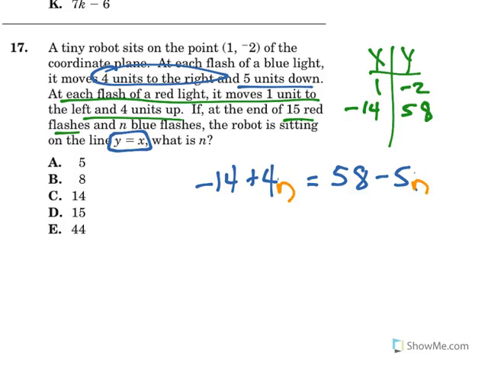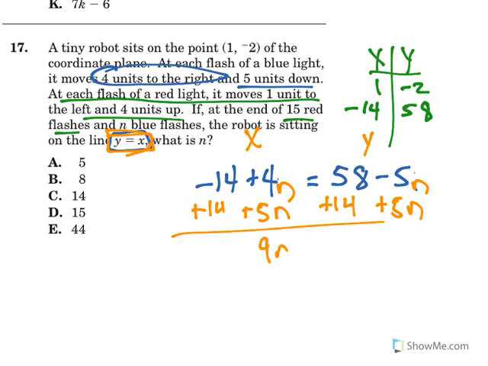So negative 14 plus 4n, that's going to give me my new x coordinate. And this is going to give me my new y coordinate, and then I set my y and x coordinates to be equal. So this should be a pretty easy equation to solve. And then, of course, we'll check it at the end. So I get 9n is equal to 72, so that means n should be equal to 8. Let's say you didn't do it algebraically, you can use the choices. You can say, what happens after we do this 8 times?